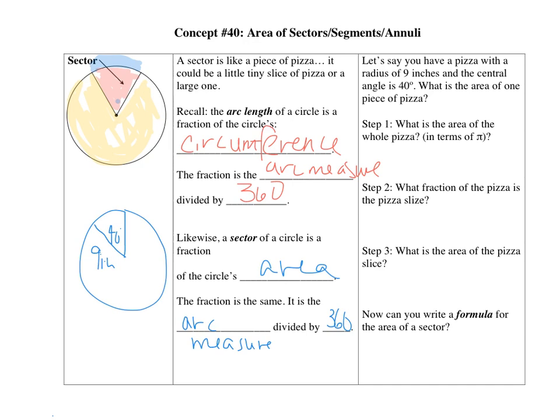Okay, first question, step 1. What is the area of the whole pizza in terms of pi? So if it has a 9-inch radius, the area, of course, is pi r squared. So you would take that 9 and square it, which you'd get 81. So the whole pizza is 81 pi.